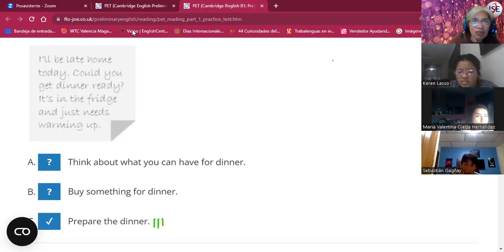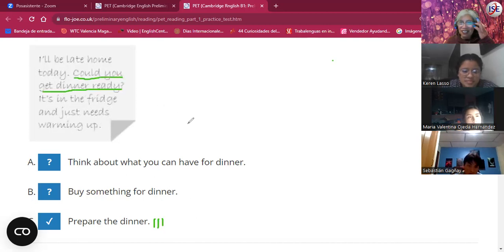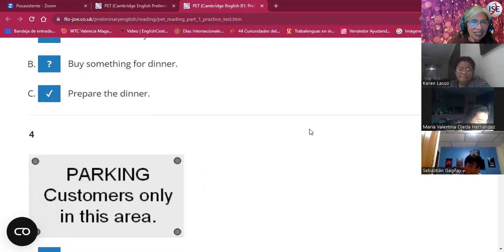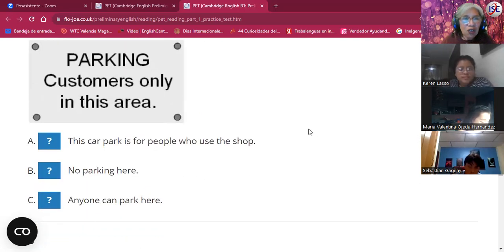Okay? Why are you right? Because here says, could you get dinner ready? It means prepare dinner, fix dinner, take it out and warm it, cook it. We don't know the condition of the dinner. Let's go to the next one. Parking. Customers only in this area. Only customers in this area. A, this car park is for people who use the shop. B, no parking here. C, anyone can park here. Everybody can park.